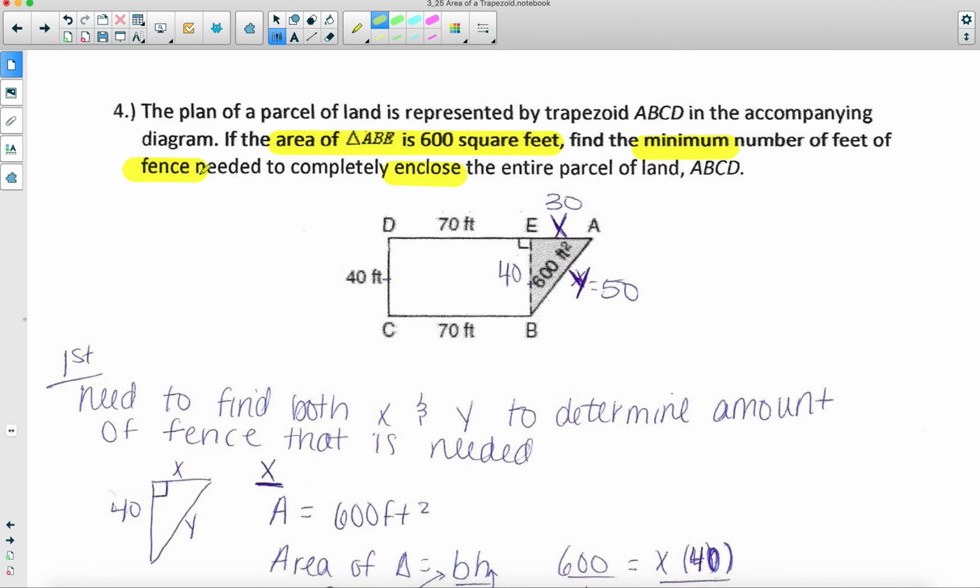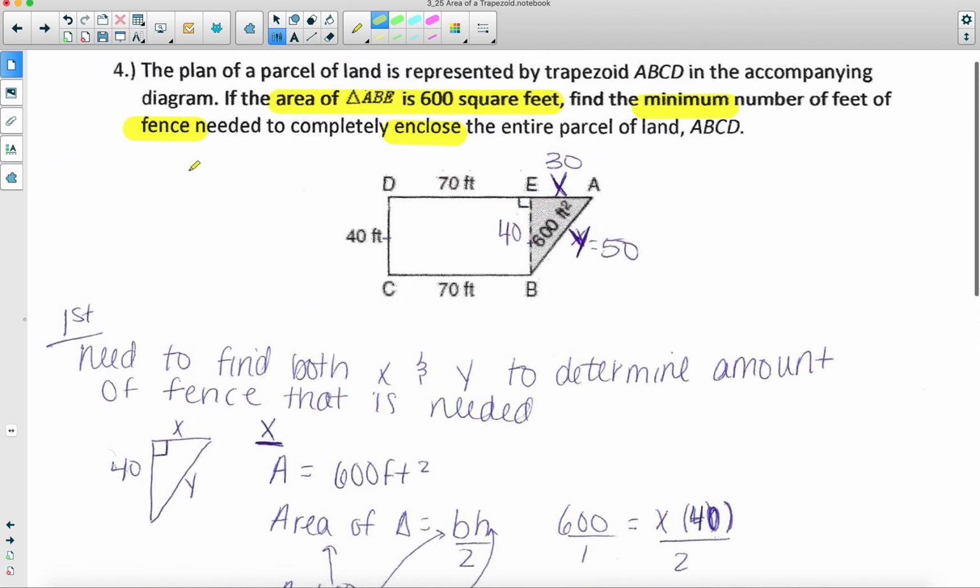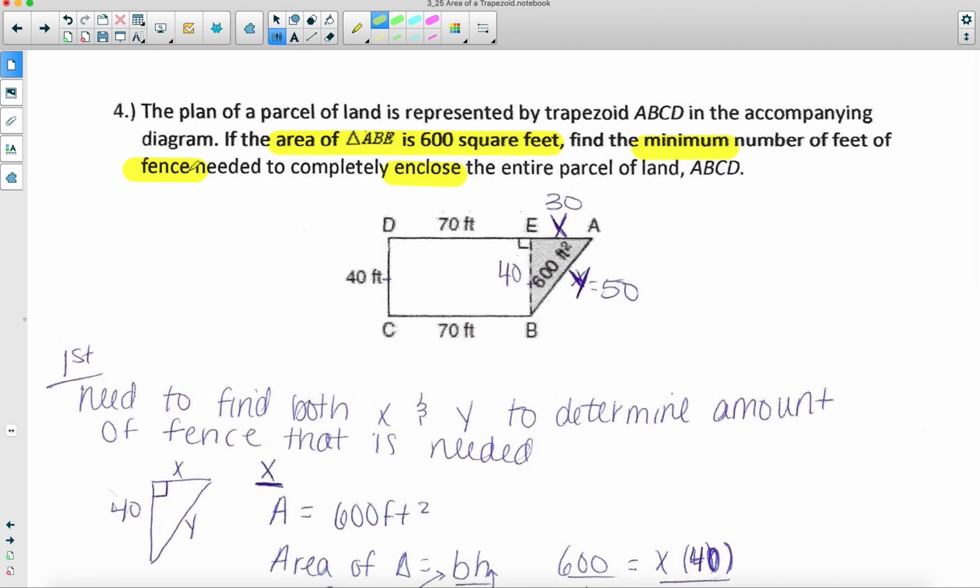Okay, so now here's the thing. They mention area of a triangle, and then they're talking about fencing, fence. So when you think of fencing, and then they're also talking about area, it's kind of contradicting itself, right?